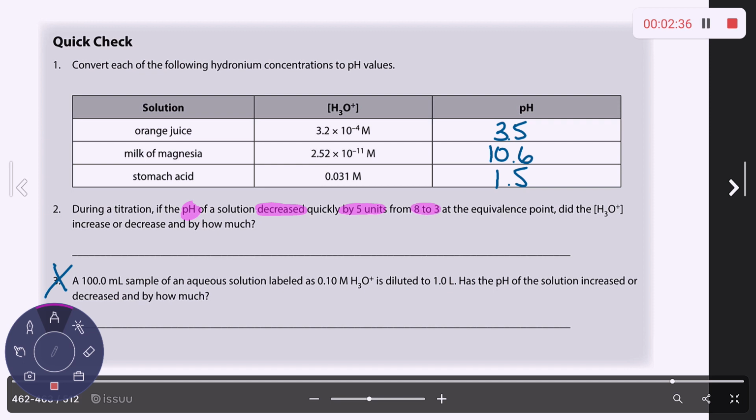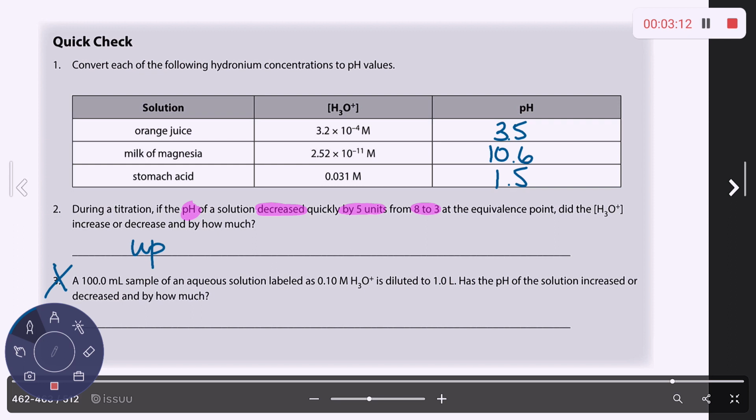Now for number 2, it says, during a titration, the pH decreased by 5 units from 8 to 3 at the equivalence point. Did the hydronium ion concentration increase or decrease? pH went down. If my pH went from 8 to 3, is it acidic or basic? Acidic. It's acidic. So then did hydronium go up or down? Had to go up.